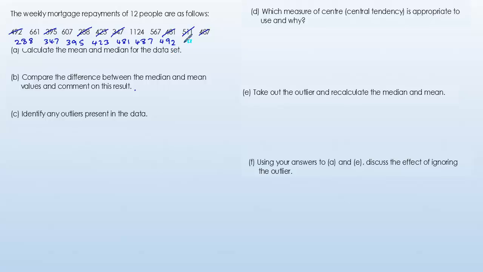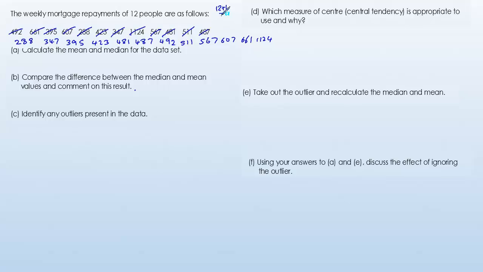In the 500s we've got 511 and 567. Then we've got 607, 661 and finally a 1124. Okay, so there's 1, 2, 3, 4, 5, 6, 7, 8, 9, 10, 11, 12 pieces of data.